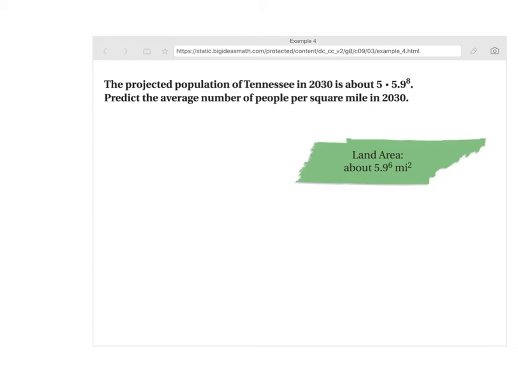So the projected population of Tennessee in 2030 is about 5 times 5.9 to the power of 8. Predict the average number of people per square mile. And you can see here in Tennessee they give you the land area, which is 5.9 to the power of 6. Nice, they already put it in exponents for you. So let's think about this. To find the people per square mile, you're going to have to do population divided by land area.